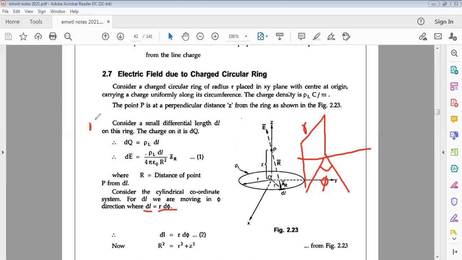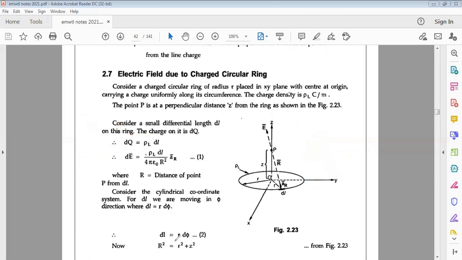So actually r, phi and z are the coordinates in the cylindrical coordinate system. dr is a differential element, and r into d phi is another differential element, and dz. Okay, this r into d phi, with radius r of the circle, dl is equal to r into d phi. Got it, my dear students?